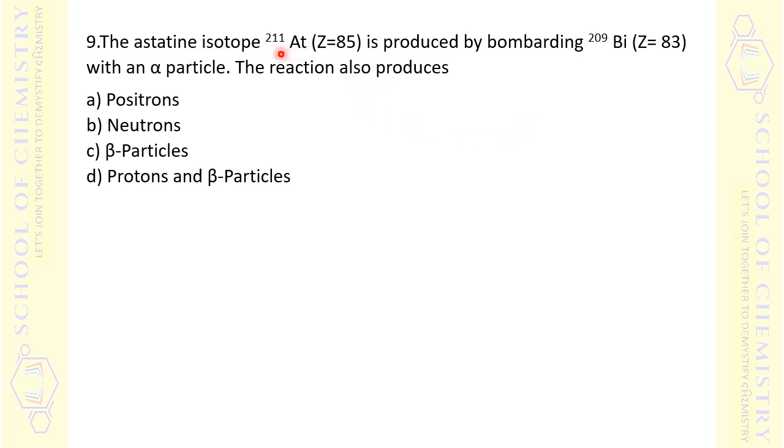What they say is that an astatine isotope is produced by bombarding bismuth 209 with alpha particles. In this reaction, along with this astatine, what else is produced, that is what they have asked. Whatever information they have given has just been represented: bismuth 83, 209, is bombarded with alpha. A very important thing: for alpha, you should know that its Z is 2 and its A is 4. It is like a helium nucleus. You should know the mass number and the Z of the alpha particle, otherwise you cannot answer this.